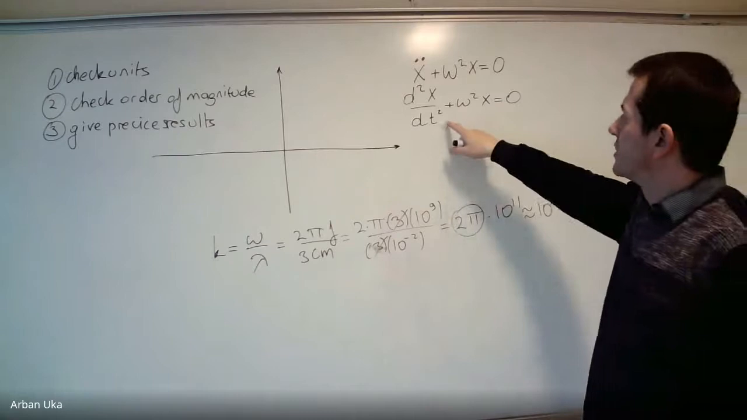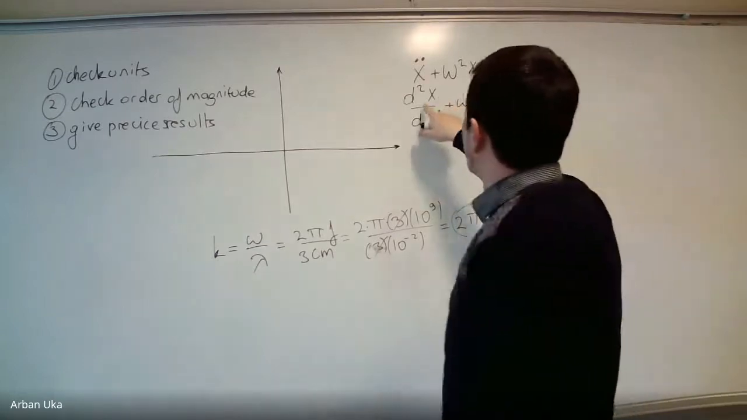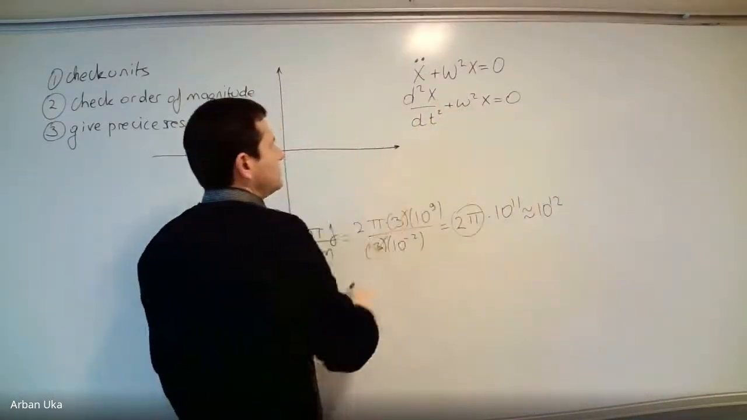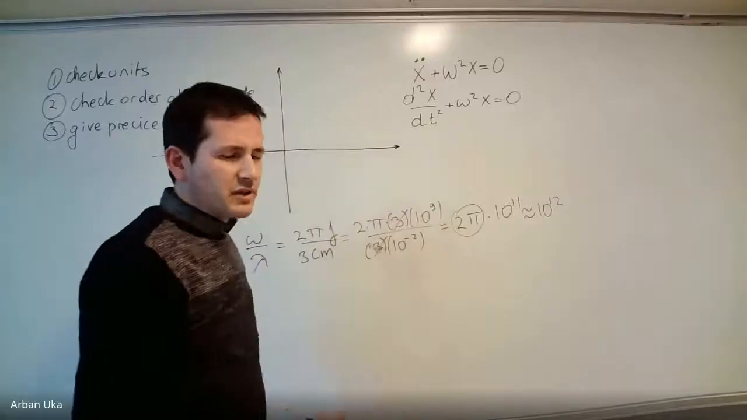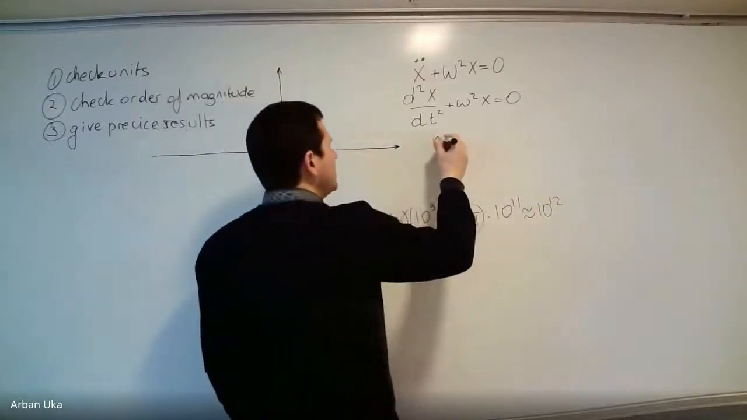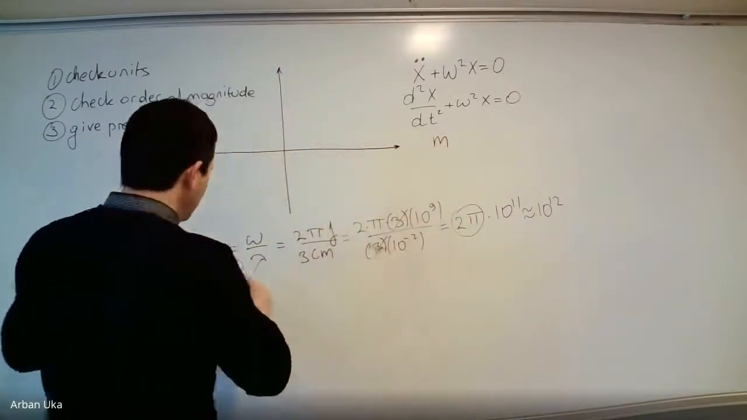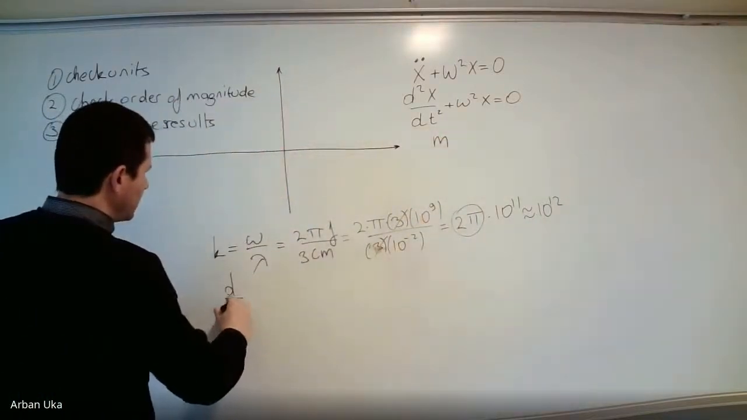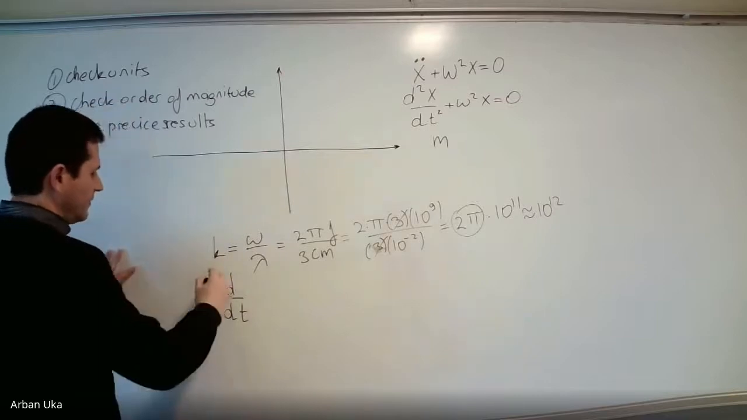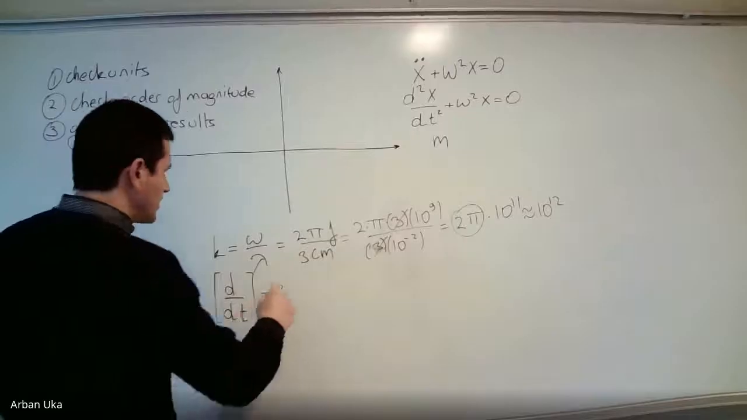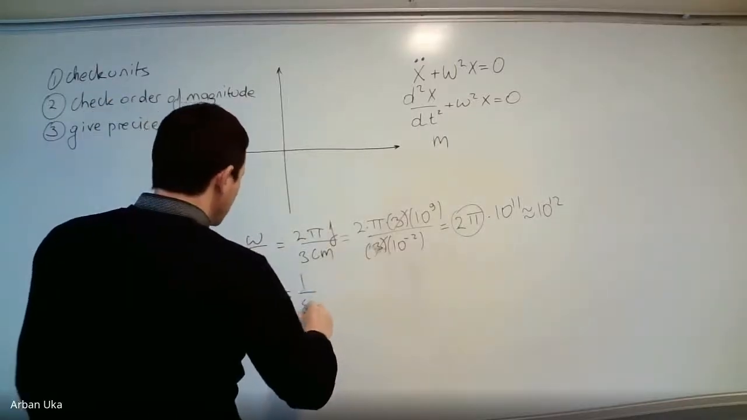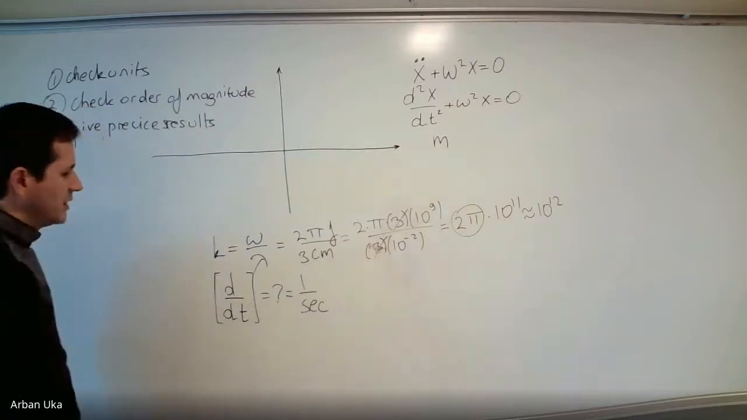Now, let's check the unit. What is the unit of this equation? What is the unit of x? Meters. That's correct. So let's write here, we have meters. What is the unit of d over dt? The unit power of minus 1. It is 1 over second. That's true. This is 1 over second.